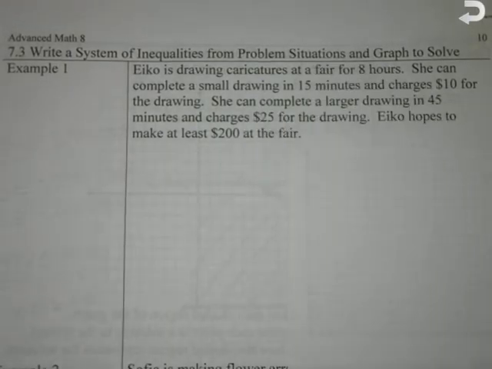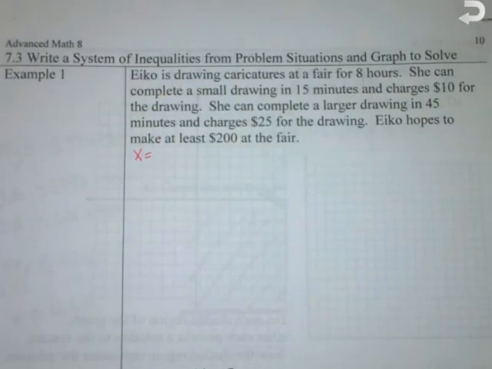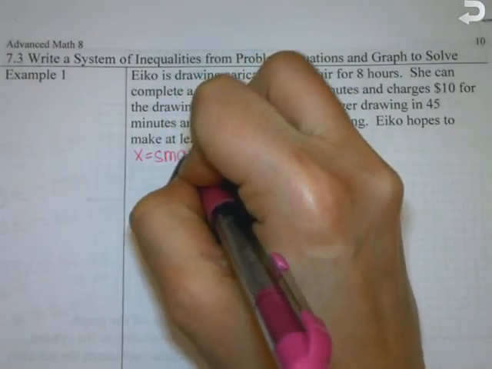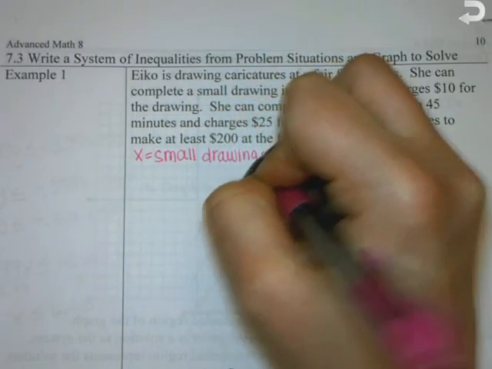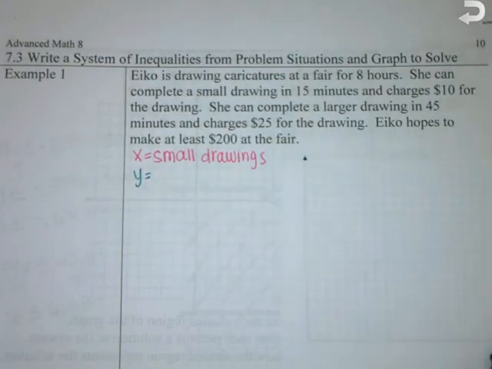First, the first thing we have to do is define our variables. So if you guys want to use x and y, that's cool. What do you want x to be? Small drawings? Okay, so let's let x equal small drawings. So that means that y is going to equal large drawings.